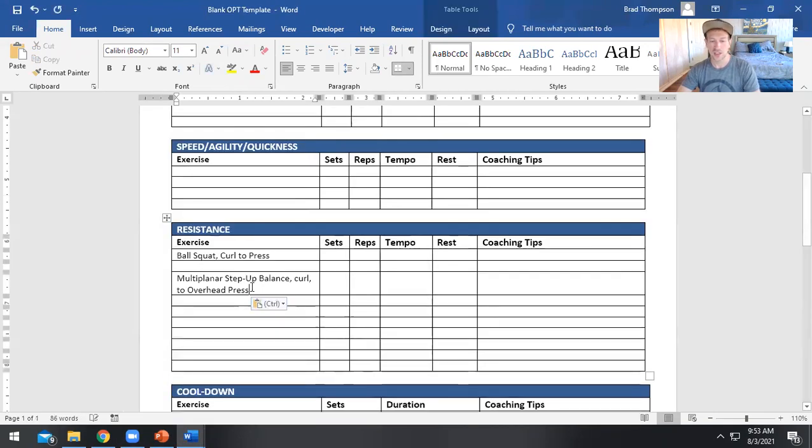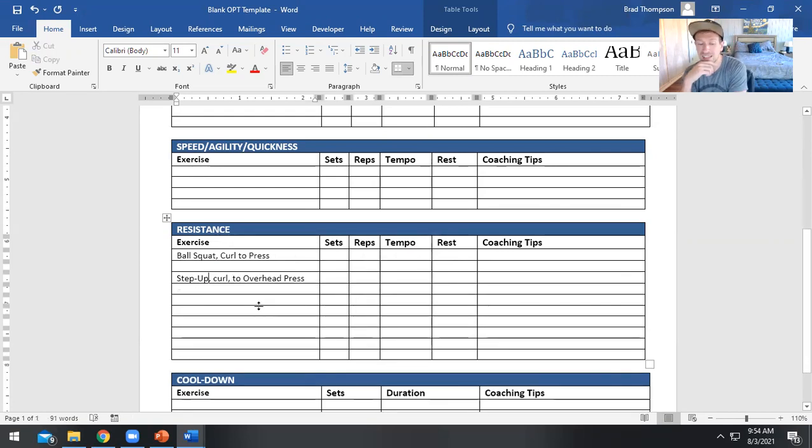So in this version, I probably wouldn't make it multi-planar, and I probably wouldn't make it a step up to balance either. I'd probably just do a step up. So I just did a step up curl to overhead press, right?